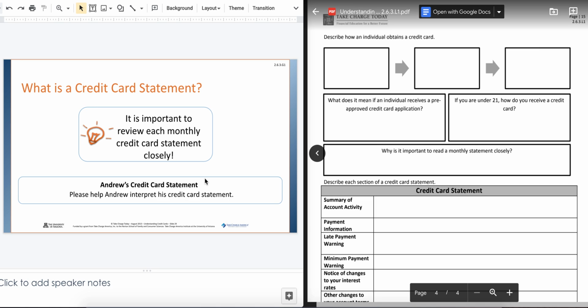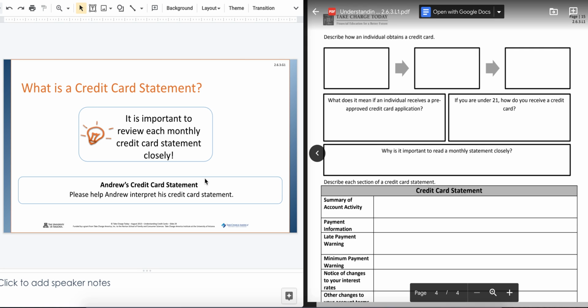And then once you have been approved for a credit card and you start to use it, you'll get what we call monthly credit statements. And a credit statement is just going to be an overview of the things that you have purchased in the last month.